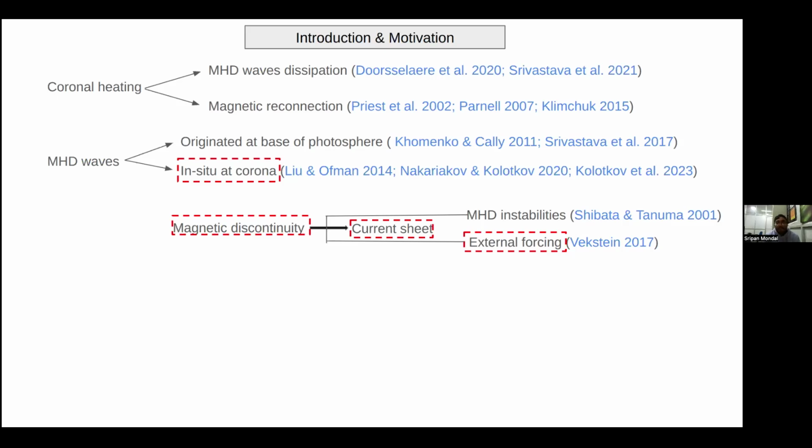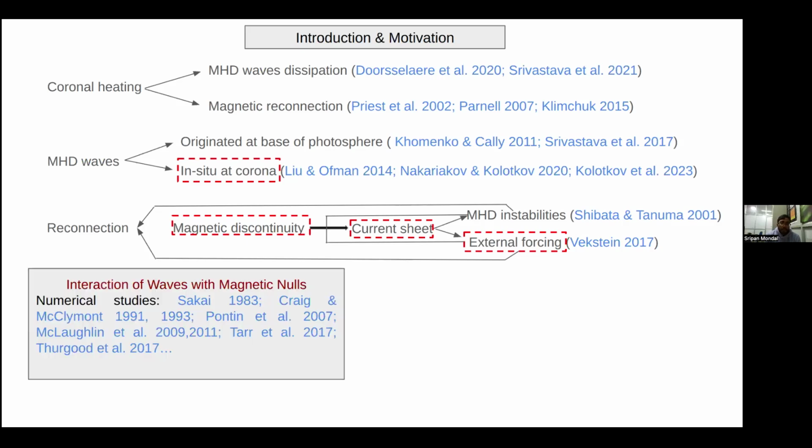Now, if a current sheet has formed, it can either go to the reconnection phase or it can remain stable for long. When a current sheet remains stable for long, it again needs some MHD instabilities which can enhance the resistivity locally, or it can be externally forced via shock waves or other types of processes. So via these processes, it can go to the magnetic reconnection phase. MHD waves and reconnection can be studied separately, but here we are trying to understand whether these two processes can be connected to each other.